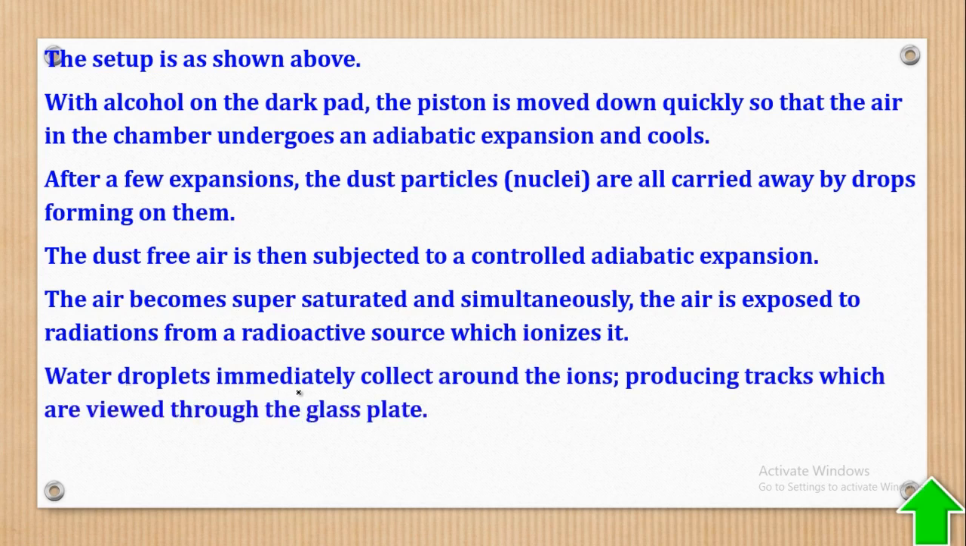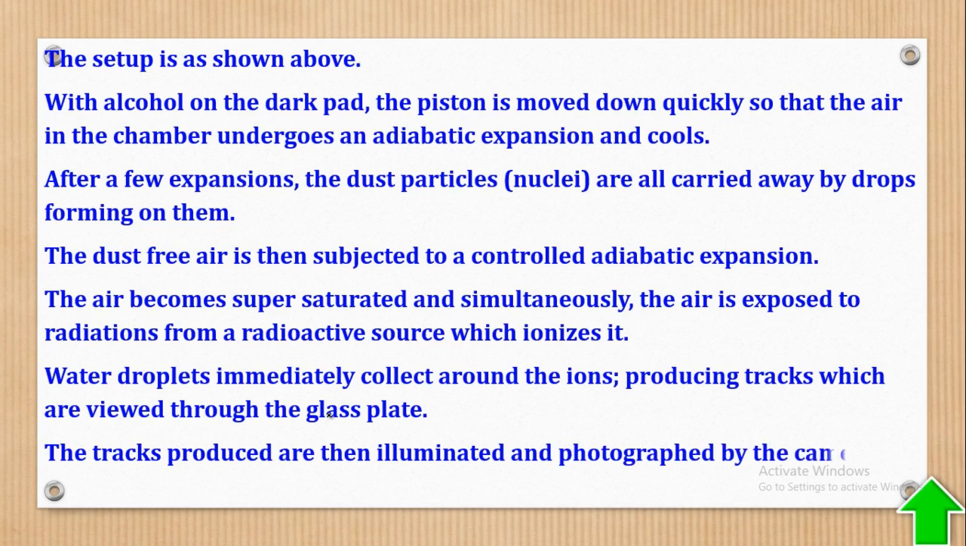Water droplets immediately collect around the ions, producing tracks which are viewed through the glass plate. The tracks produced are then illuminated and photographed by the camera. So that is how marks would be awarded. So now we shall go to part C, Roman 2.